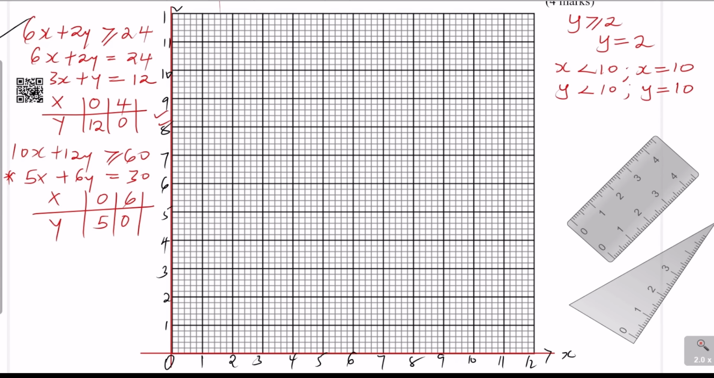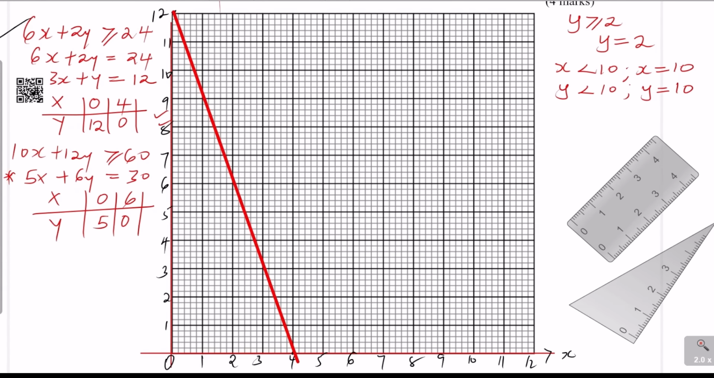So we go to the first line. The first line is here, 0, 12. 0, 12 will be here. And then the next one is 4, 0. So you have 4, 0, it is here. So that line should be continuous. You can see it is greater than or equal to, so the line should be continuous. So you draw a straight line, and that is the line.